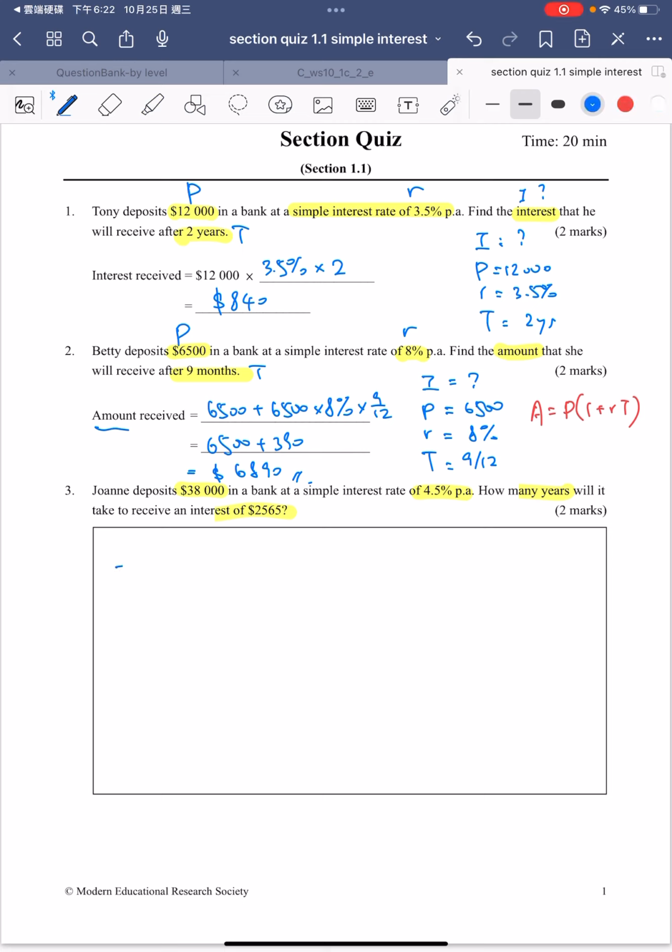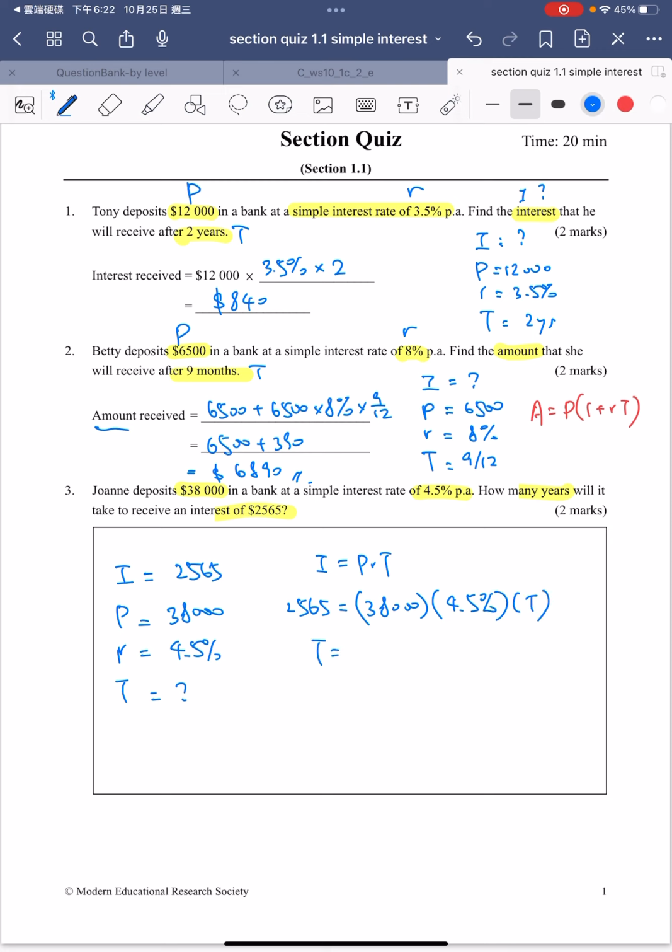So write it down at the left, I, P, R, T. Our interest is 2565, the principal is 38,000, and the rate is 4.5% per annum, and we don't know the T. So now we just write I equal to PRT and substitute all of the numbers in. We have 2565 equal to the P, which is 38,000, times R, which is 4.5%, times the T.